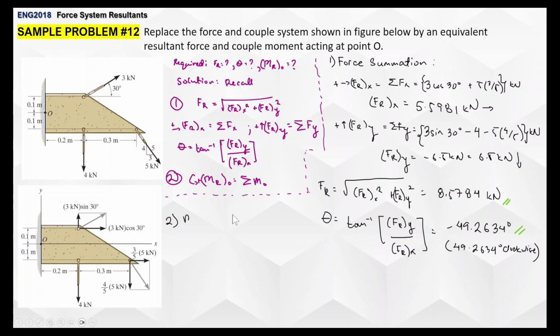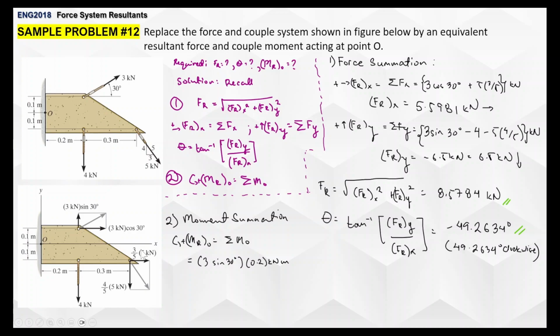Okay, so the next step here is getting the moment summation. All we have to do is get the moments of all the forces with their equivalent perpendicular distances. The first one is 3 sine 30 degrees. Its perpendicular distance to point O is 0.2. There we go, that's the perpendicular distance, 0.2. And it's rotating counterclockwise, so it's positive.